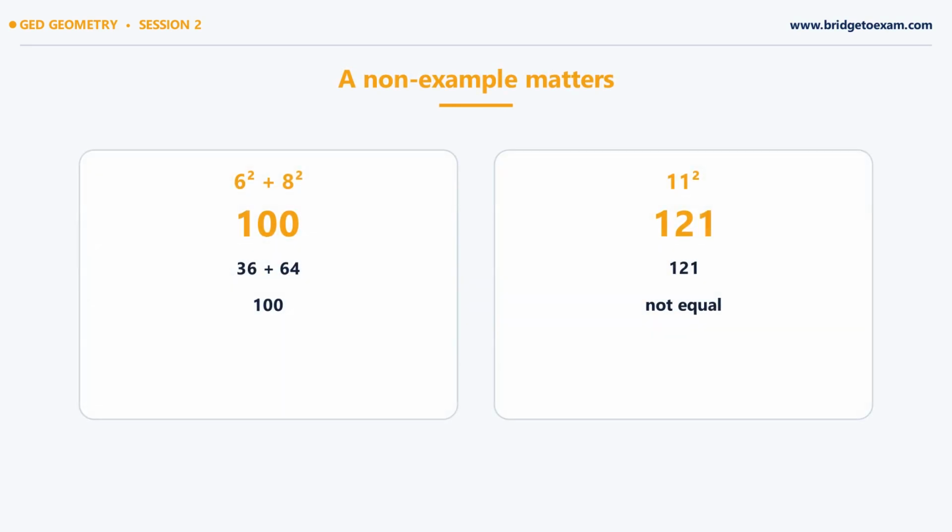6 squared plus 8 squared is 36 plus 64, which equals 100. 11 squared is 121. The values do not match, so these sides do not form a right triangle. The theorem only applies when a right angle is present or proven.